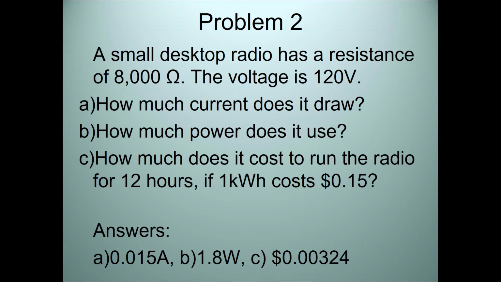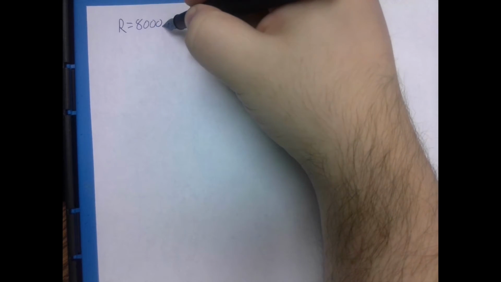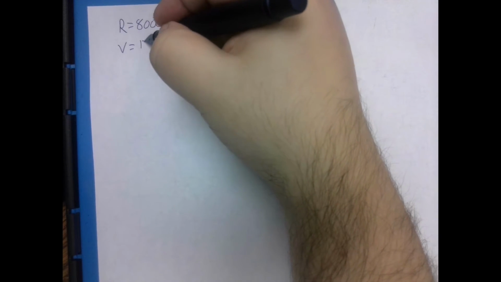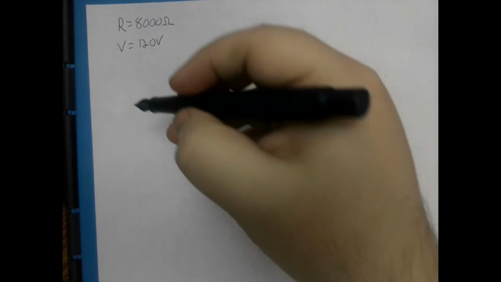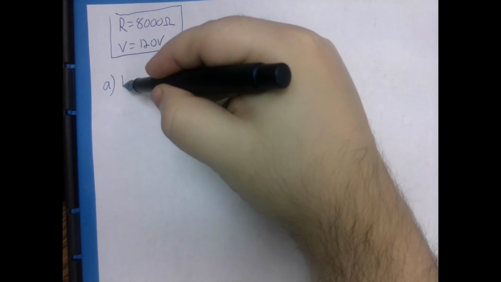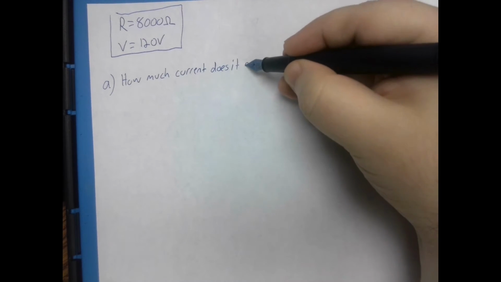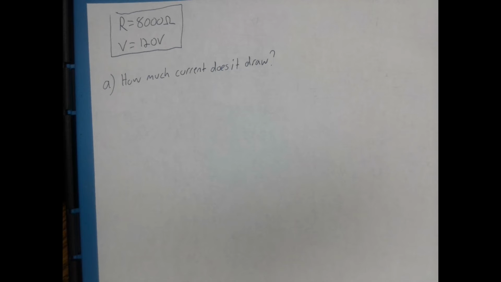So let's do a problem. So a small desktop radio has a resistance of 8,000 ohms and a voltage of 120 volts. So these are the givens. Question A, how much current does it draw? Draw in this sense means use.